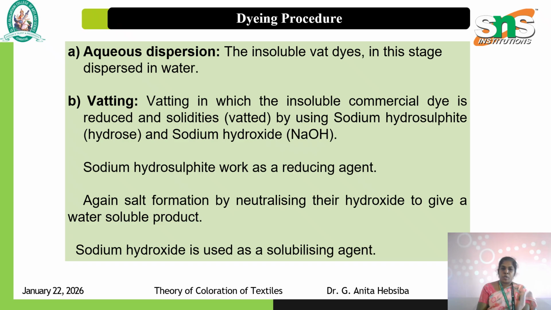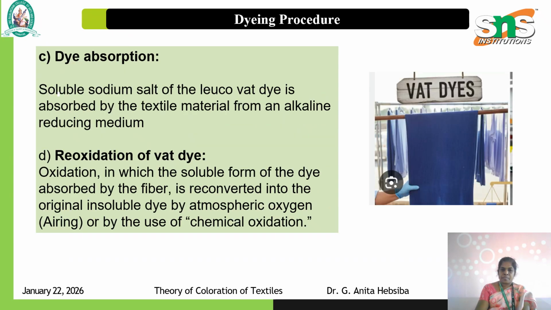Now the mechanism, or the procedure of dyeing. The first one is aqueous dispersion, where the insoluble vat dye at this stage is dispersed in water. There is no solubility, so you make use of sodium hydroxide and sodium hydrosulfite for completely solubilizing the vat dye. Sodium hydrosulfite is used as the reducing agent, and by neutralizing the hydroxide it gives a water soluble product. So sodium hydrosulfite is the reducing agent and sodium hydroxide is the solubilizing agent.